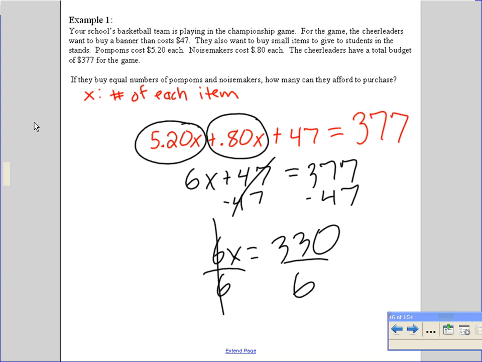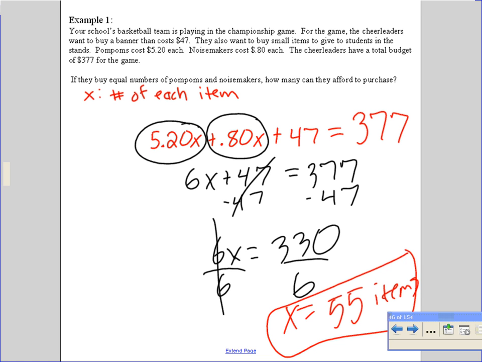Okay, Doug. How many of each item can they purchase? Good job. X is equal to 55 items. And that means the noisemakers and the pom-poms. Annalise. So 55 is X. Okay, it's the number of each item. Sean. So here's a perfect example of a word problem that uses a multi-step equation. We are now going to solve them.